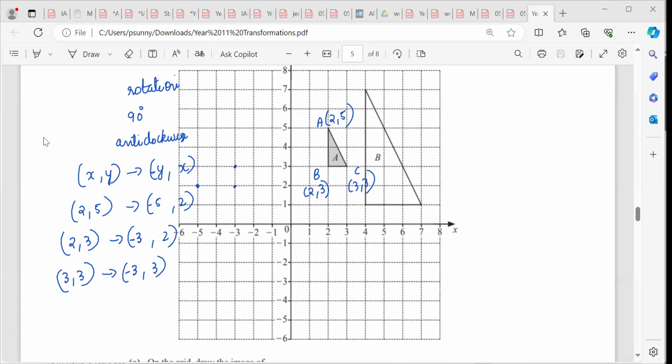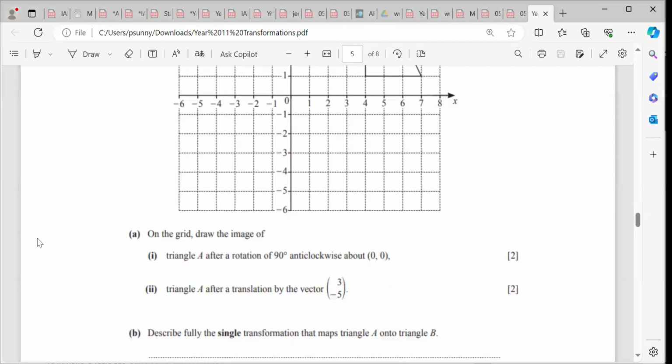You just have to join these points using a ruler. So this will be the rotation of 90 degrees anti-clockwise. Just do x comma y, swap x and y, it will become y comma x, and change the sign of y. Done with the first part, and moving on to the second part.